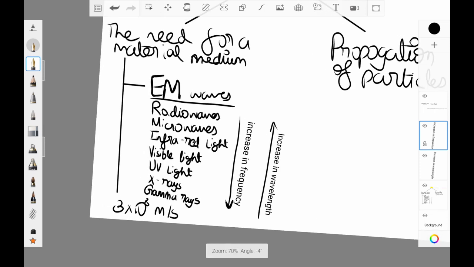Now, EM waves, as I mentioned, don't necessarily need a material medium. But there are other types of waves that do need the material medium to convey energy. So for them, a material medium is a must. And those are called mechanical waves. Let's just look at them real quick.